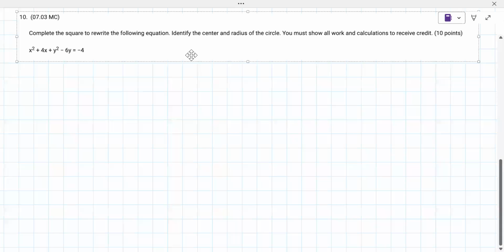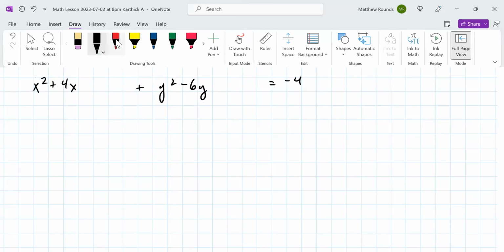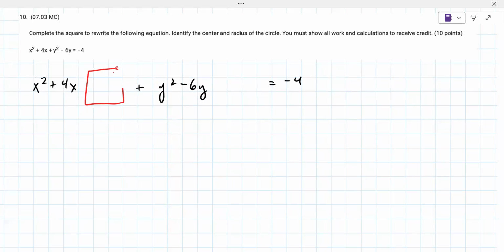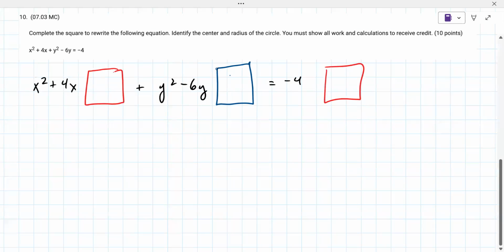If you haven't completed the square in a while, it's very challenging for most students. What you're going to see me do next is put a box here and a box here. That's the completing the square part. It's not the actual square, but we're going to put a number in this box and a number in this box.